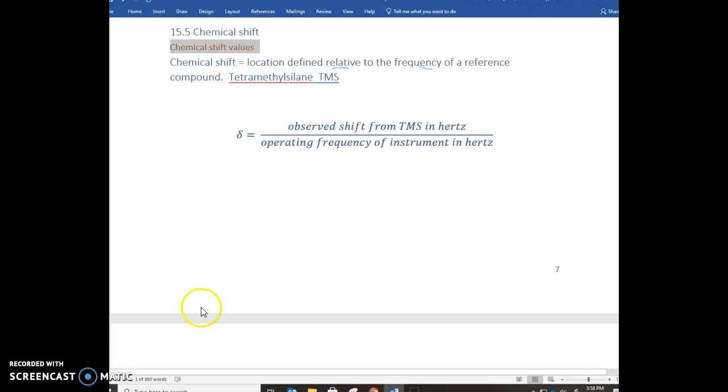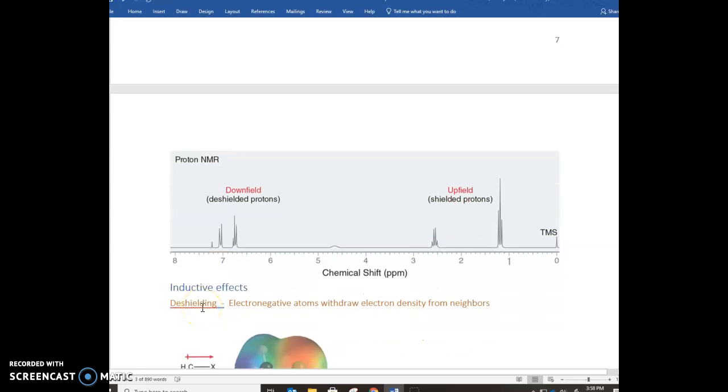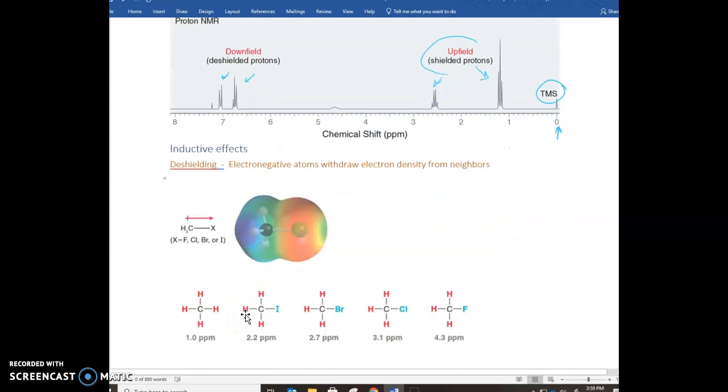So in this one, at 0, we have trimethylsilane. Here we have upfield protons. These two types of protons are shielded, and down here we have deshielded protons. Now the deshielded protons are close to something that's going to withdraw electron density.